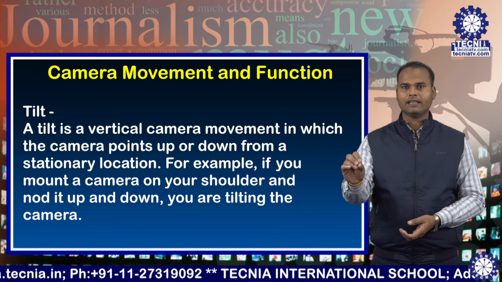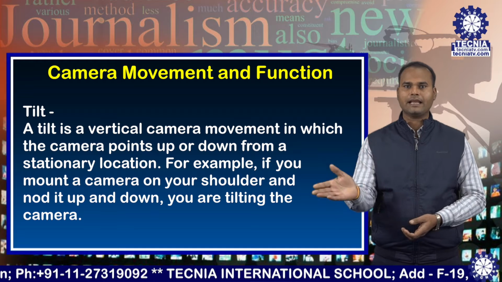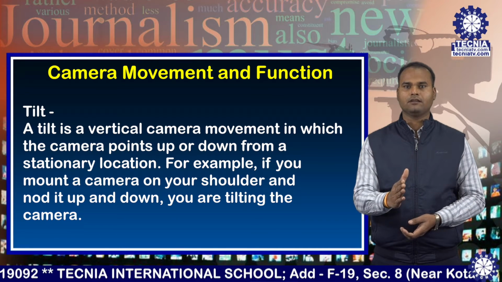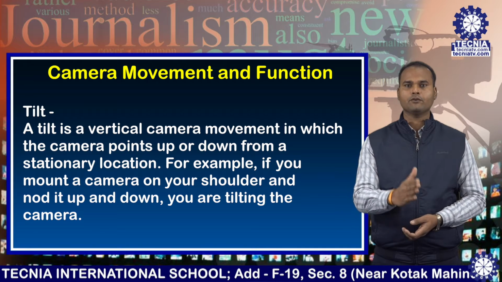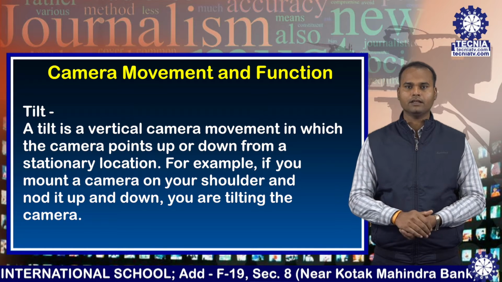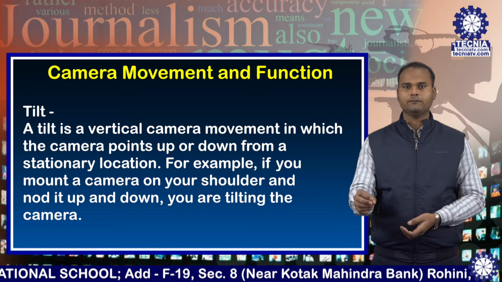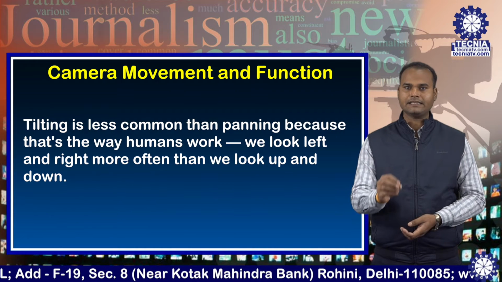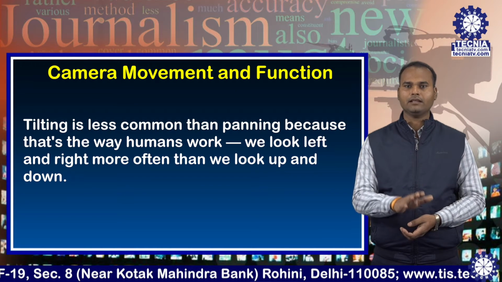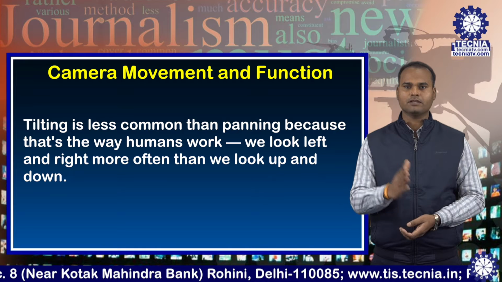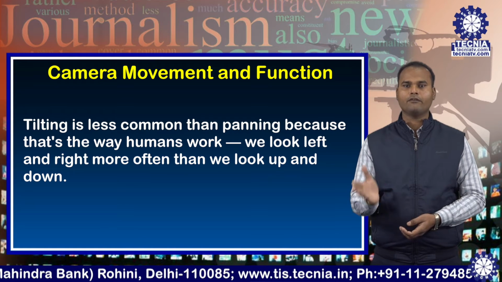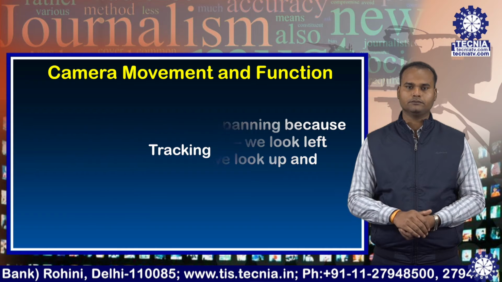A tilt is a vertical camera movement in which the camera points up or down from a stationary location. For example, if you mount a camera on your shoulder and nod it up and down, you are tilting the camera. Tilting is less common than panning because that is the way humans work. We look left and right more often than we look up and down.